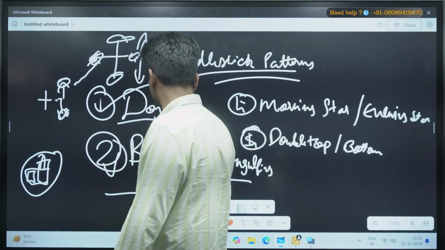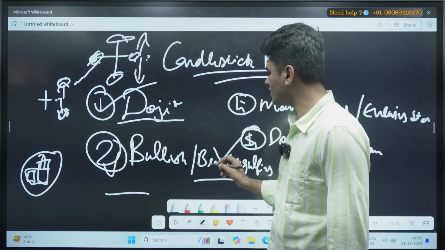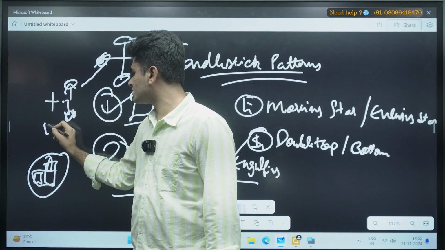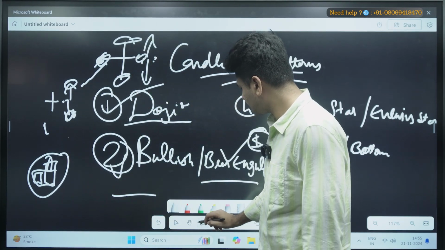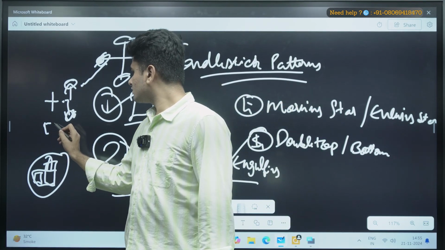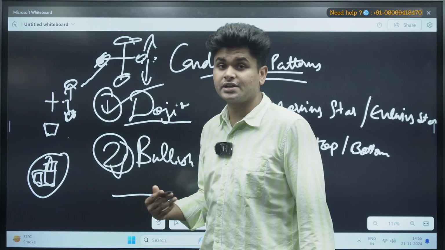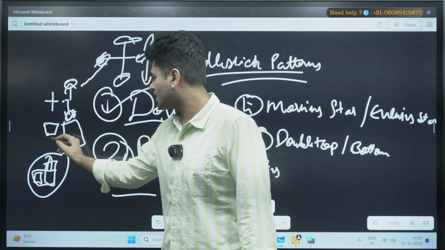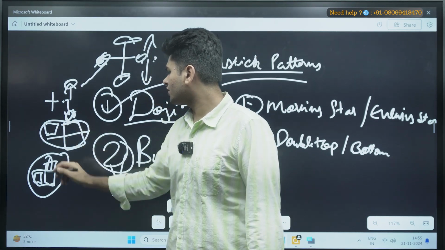Similarly, in the bearish engulfing you'll see a smaller green candle at the resistance, and a bigger red candle. So that is an engulfing again, but on the bearish side.